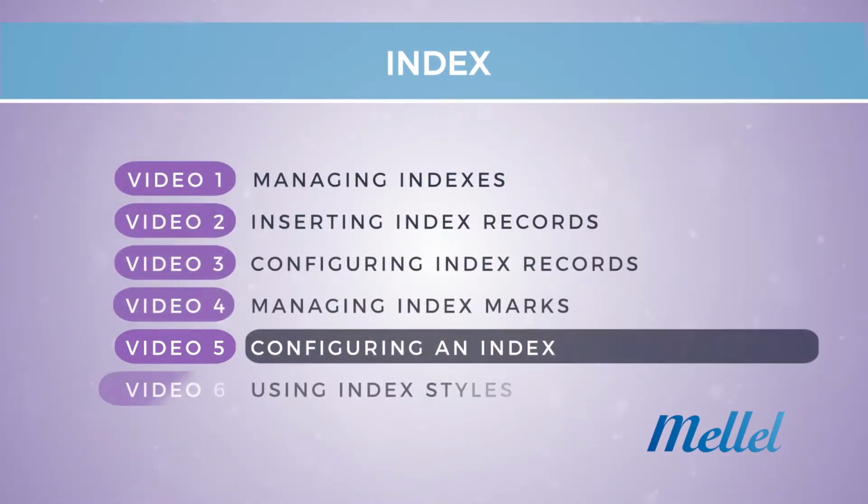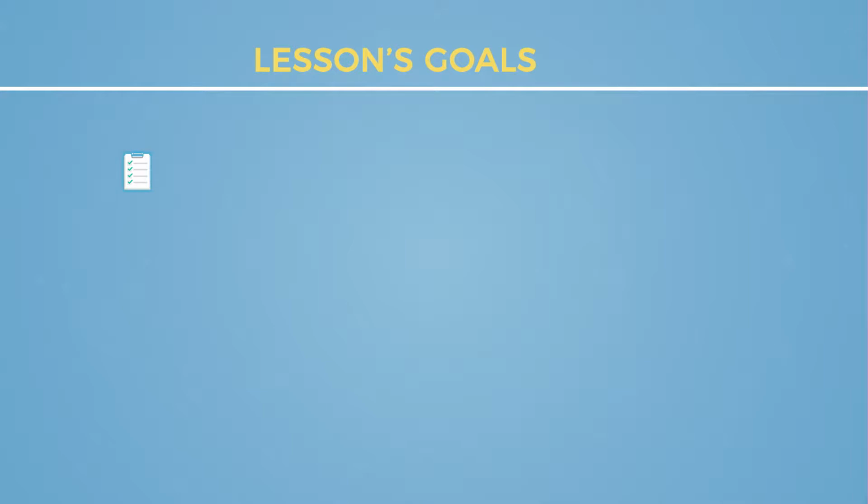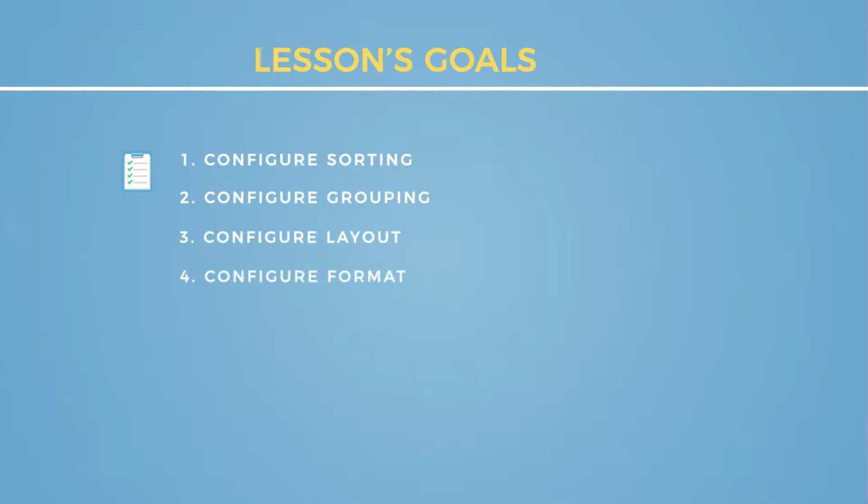Previous videos cover how to create an index, add index records, and index marks, which means you are almost ready to insert it into the document. But before you do that, it is a good idea to format it as you'd like, because once you insert it into the document, it is just plain text that you can only manually format. So in this video, you'll learn just that: how to configure different preferences of your index. These include sorting, grouping, layout, format, and locators.